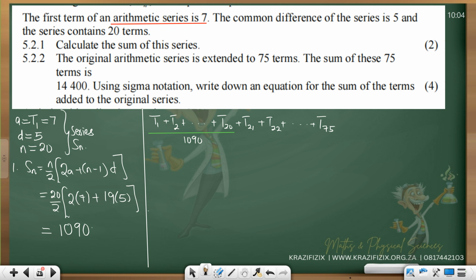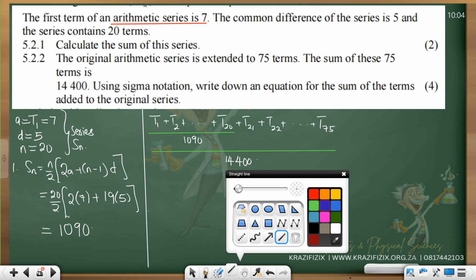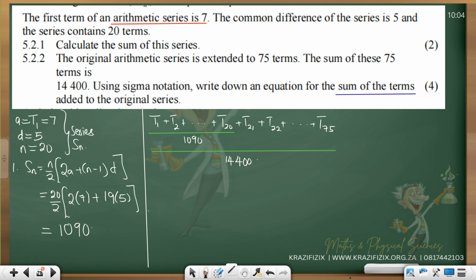Okay. All right, so look at it. So I'm trying to quickly interpret. The sum of these 75 terms is 14,400. Use sigma notation to write down the sum of, please read carefully. What are we writing down? The sum of the terms added.